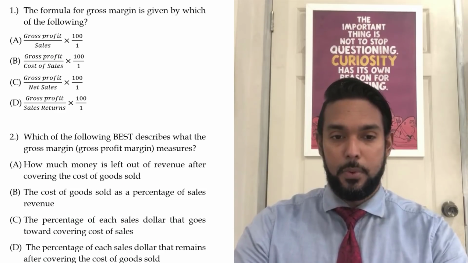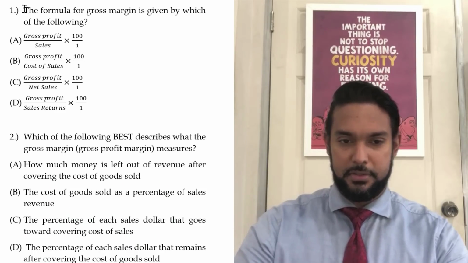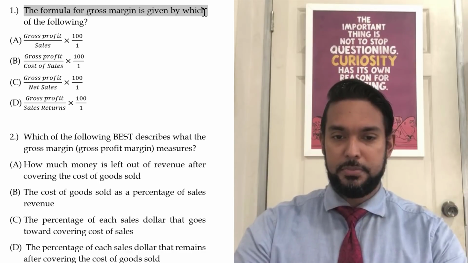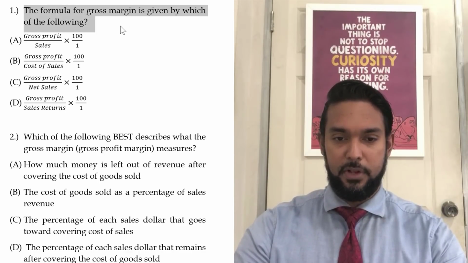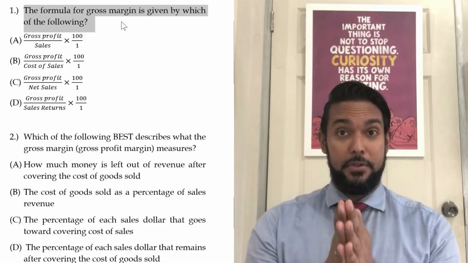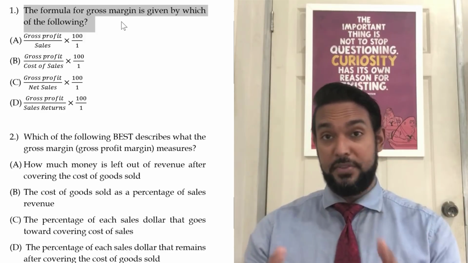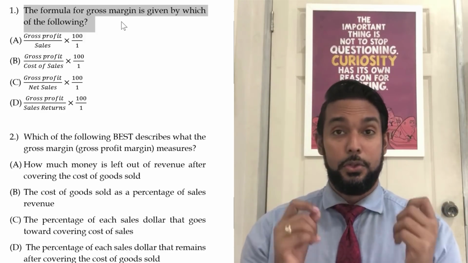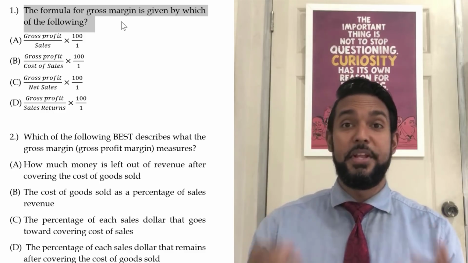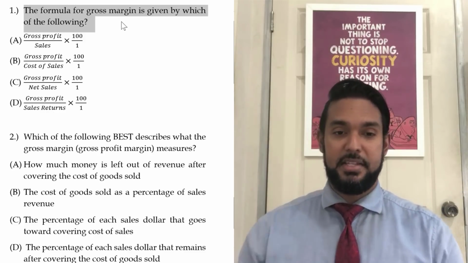Okay, so question number 1. All right, cool. The formula for gross margin is given by which of the following? If you have downloaded that PDF and have it in front of you, you will know the formula for gross margin. It is simply gross profit divided by net sales.